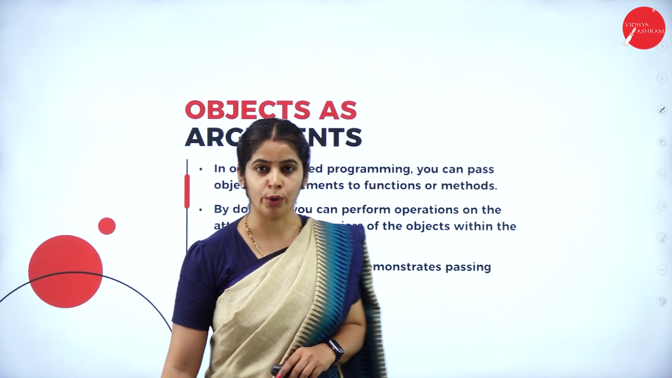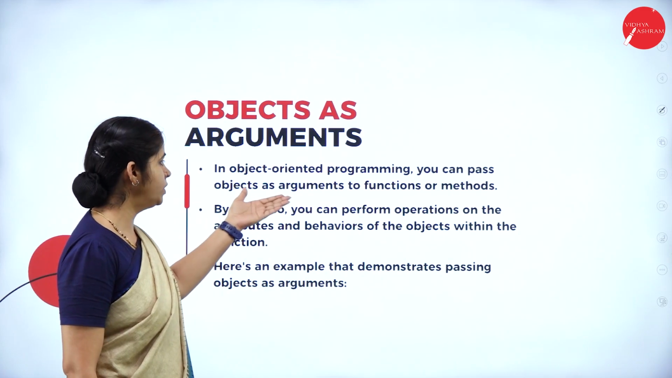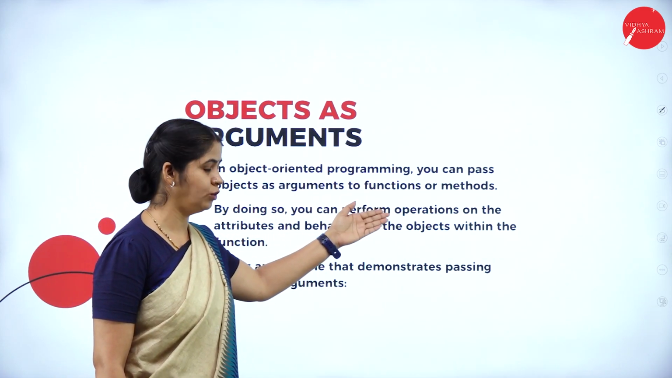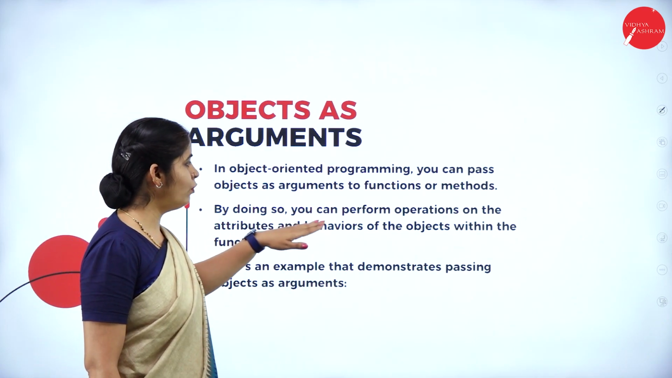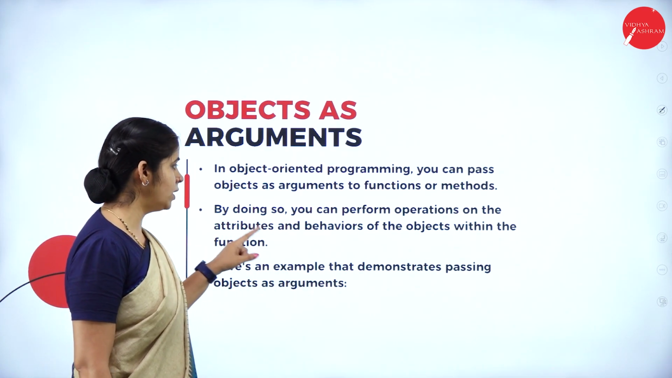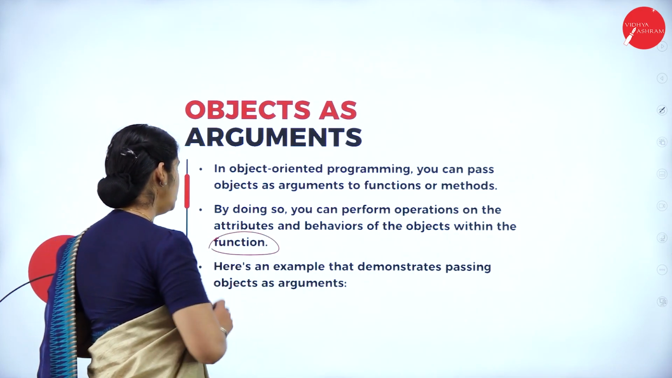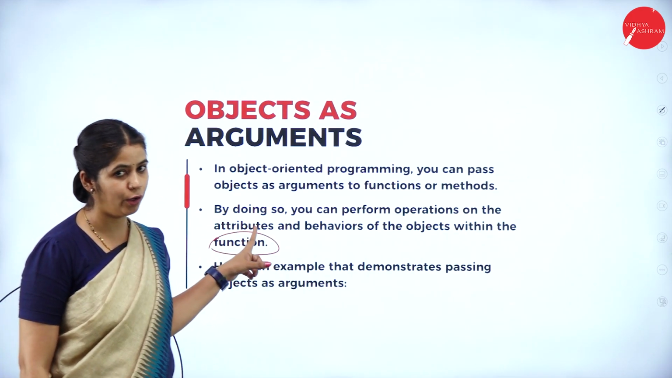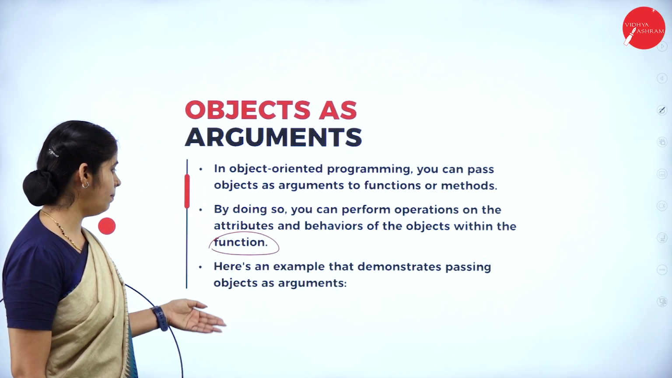Object as an argument. Next topic. In object-oriented programming, you can pass the object as an argument to functions or methods. By doing so, we can perform operations on the attributes and the behavior of the object within the function. What we are doing is performing operations on the attributes and the behavior by passing the object as a parameter.